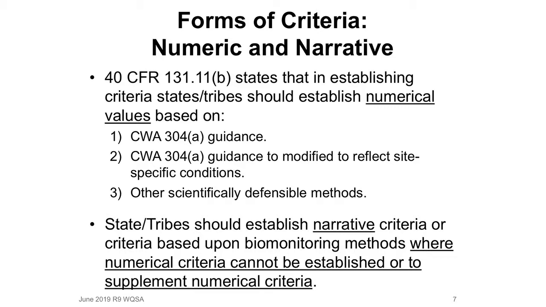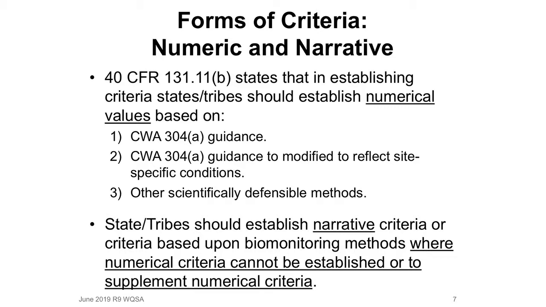Then there's narrative criteria, right? So you can't come up with a number, so you have some statement of intent. We want to protect these uses, and we don't know what the number is, so we say, thou shalt not hurt organisms, or thou shalt not have substances in organisms that cause, say, nutrient pollution or something like that. And we encourage states to have ways to translate those narratives into permits.